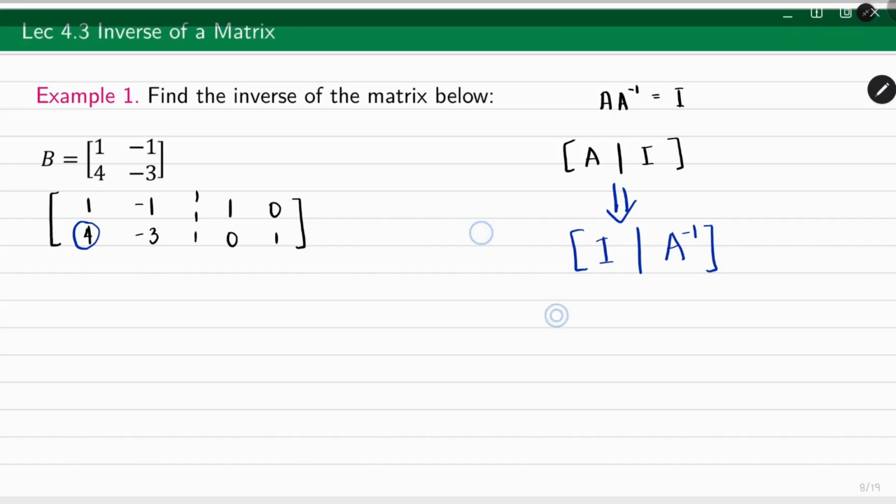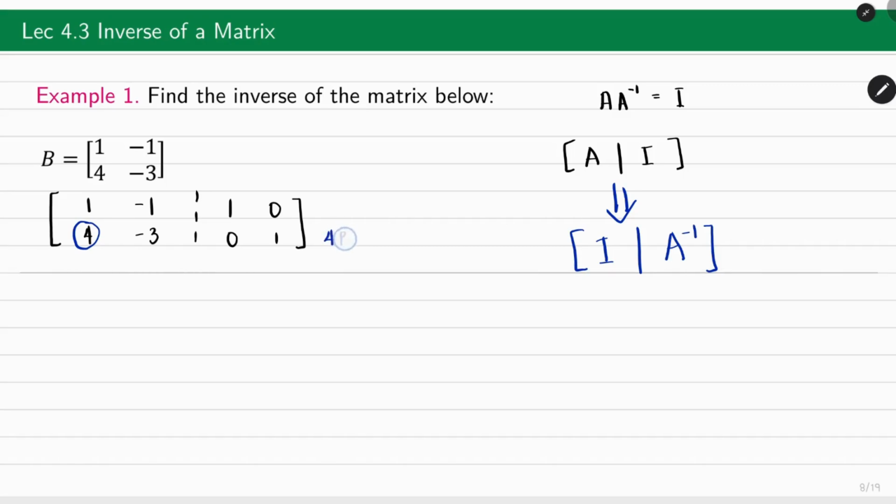So what will be the operation? We will have 4R1 minus R2. This will be the new R2. We have this one. It will not change because for the second row, we will have 0, negative 4 minus negative 3, so that will be negative 1, and then 4 minus 0 for this one, you have 4, and then for this, 0 minus 1, negative 1.